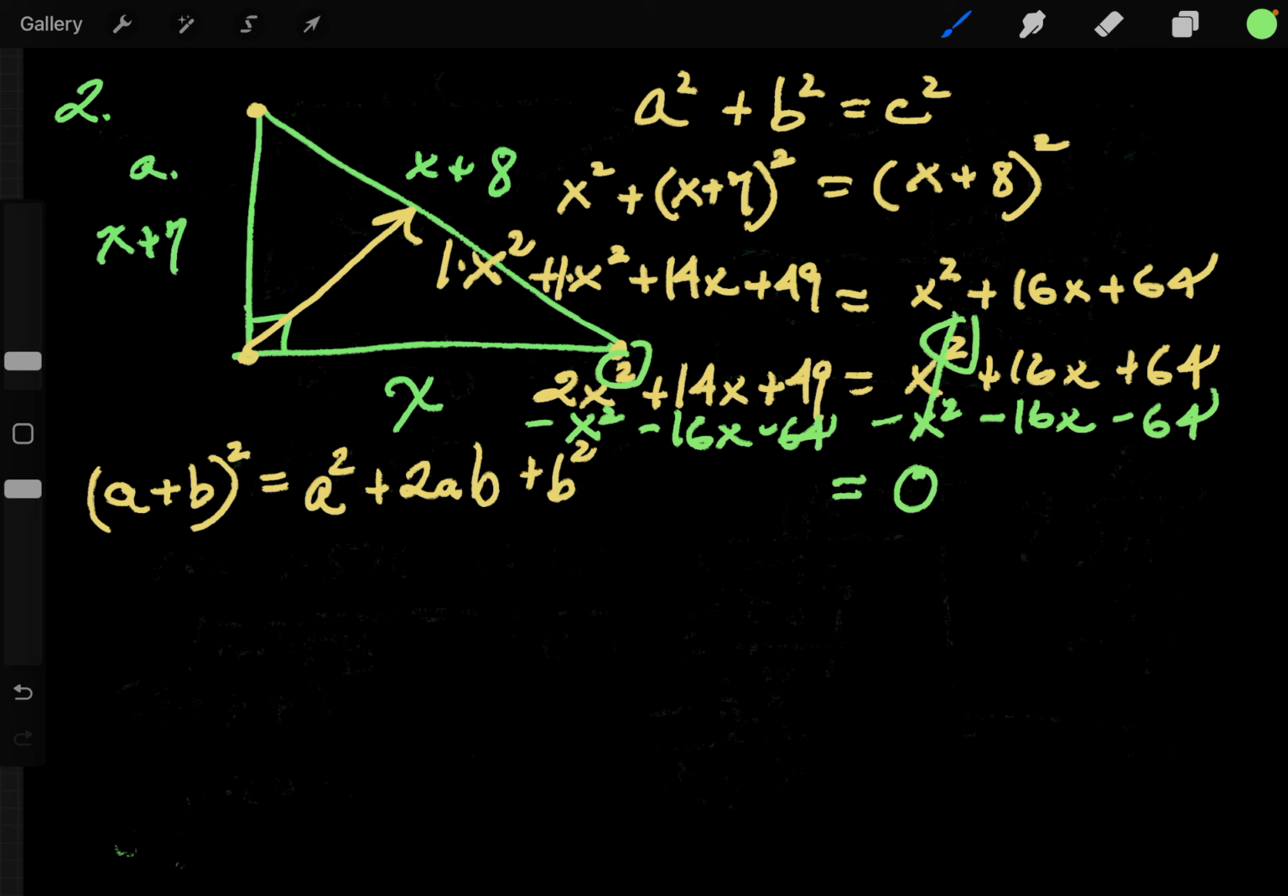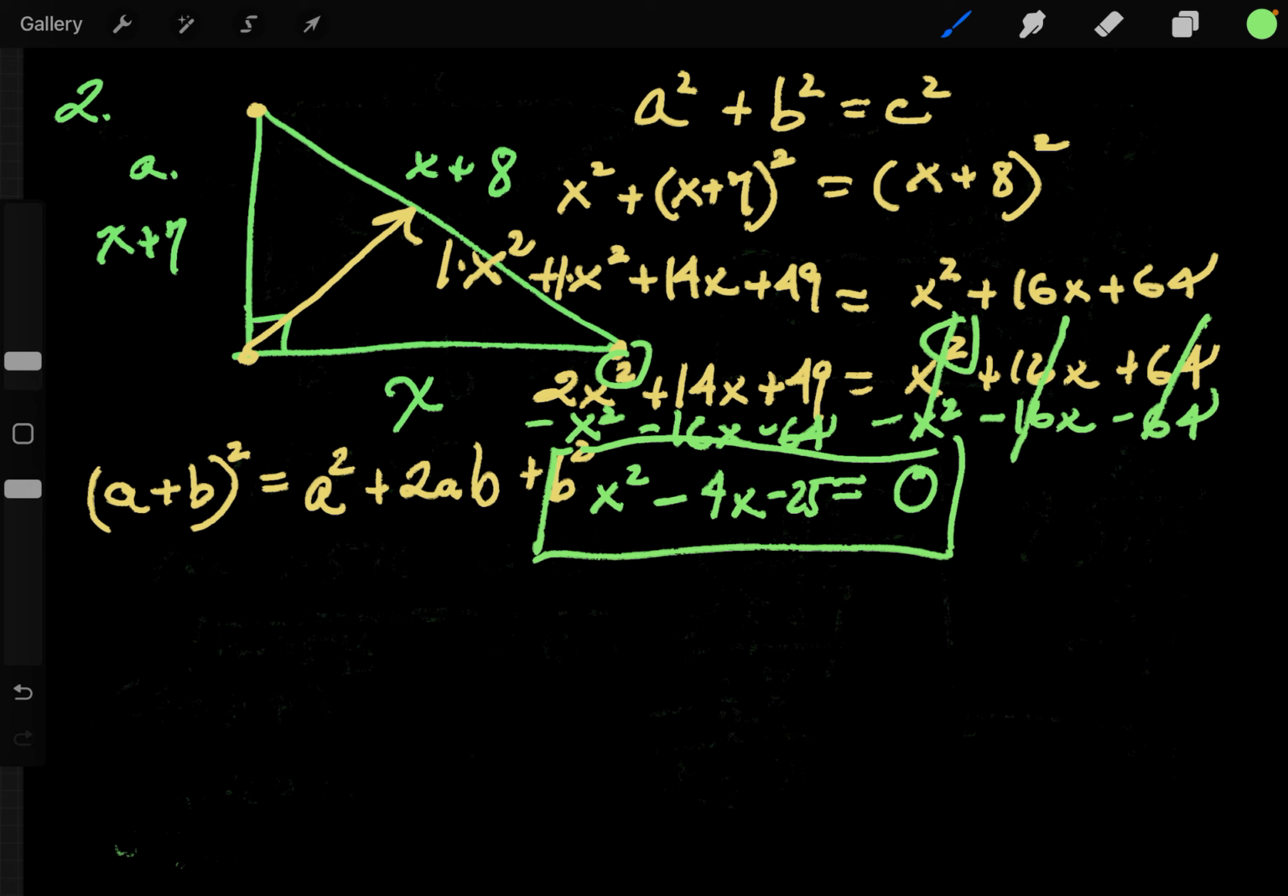This is 0. x squared minus x squared is 0. 16x minus 16x is 0. 64 minus 64 is 0. 2x squared minus 1x squared is 1x squared. 14x minus 16x is negative 4x. And then 49 minus 64 is negative 15. Okay, and then now you have this quadratic equation to solve. And this is in the nice form.